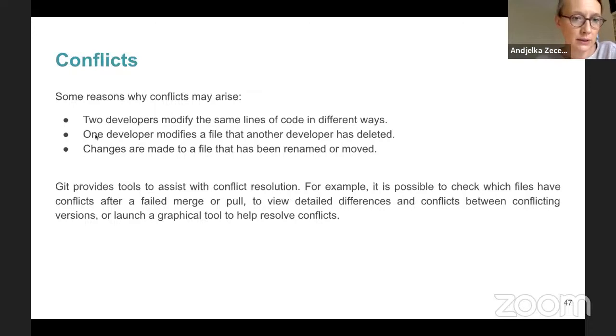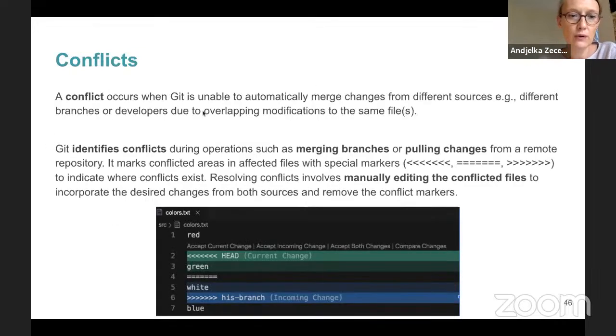And also a conflict can happen if one developer modifies a file and another developer deletes it, or if a file has been renamed or moved, it is also complicated to track. So in these various situations, Git provides us with so-called conflict notifications, so we can manually go through, revise the conflicted files and decide on the proper content.